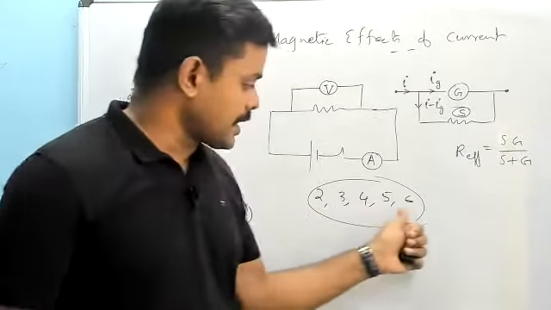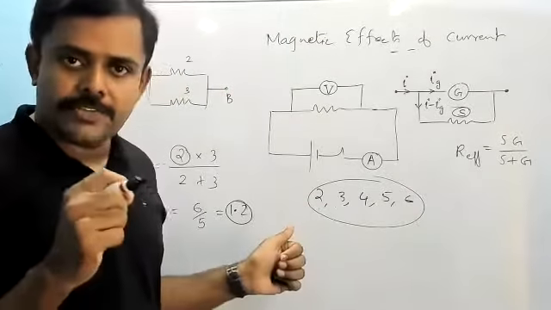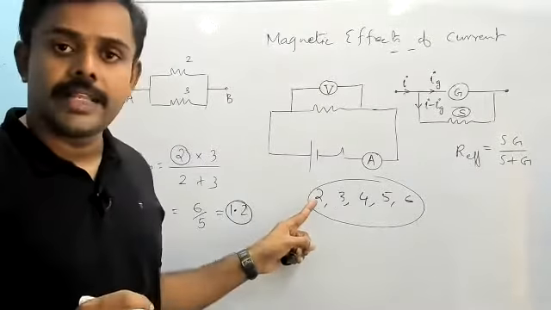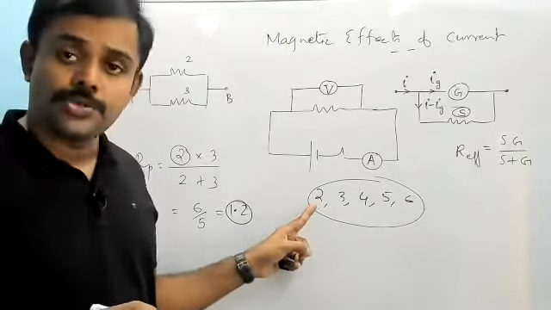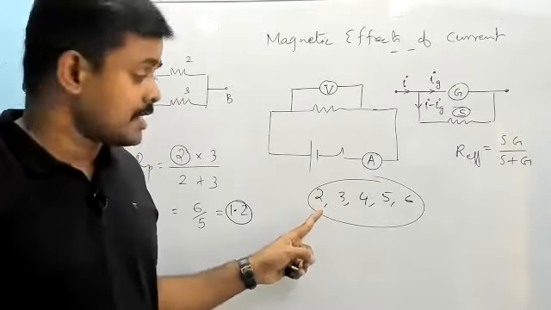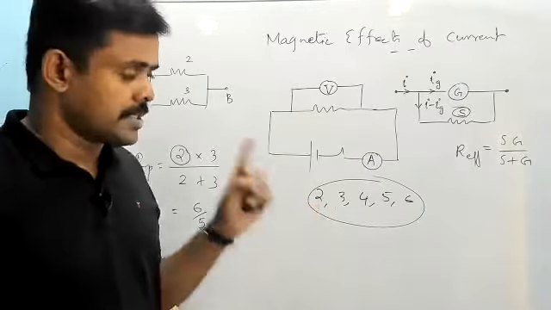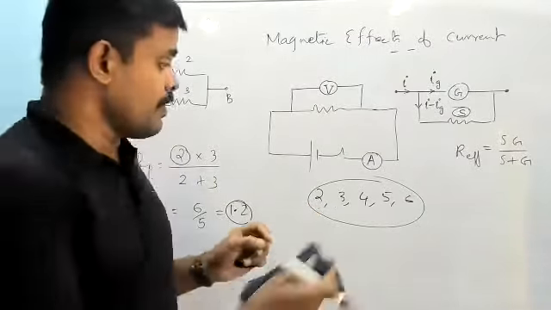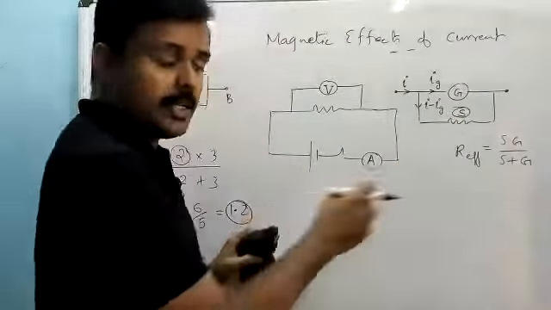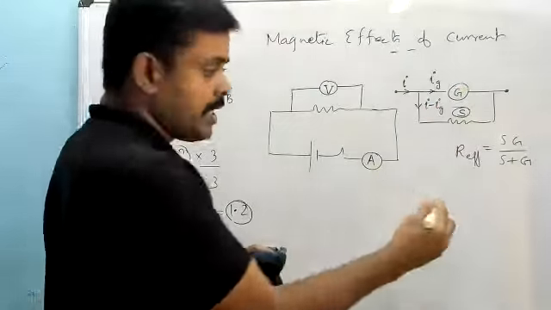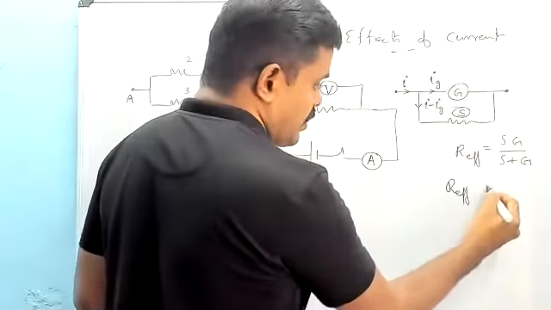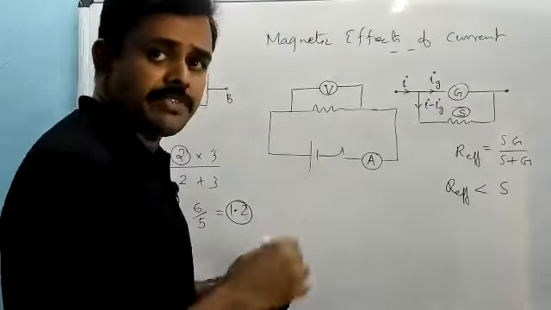When resistors are connected in parallel, the effective resistance is less than the least value. The least value is 2 here, so the final answer will be less than 2. When you connect these two together, S and G, the effective resistance will be less than S. S itself is very small.